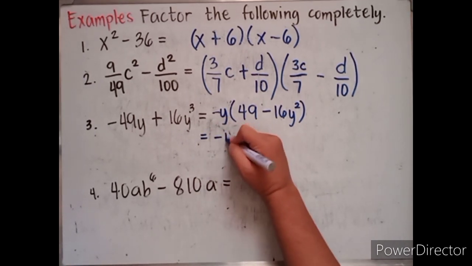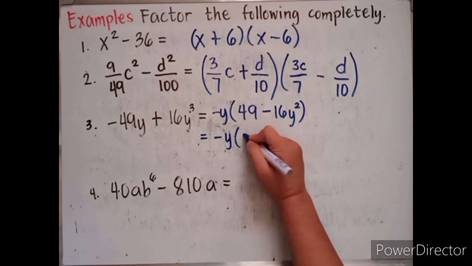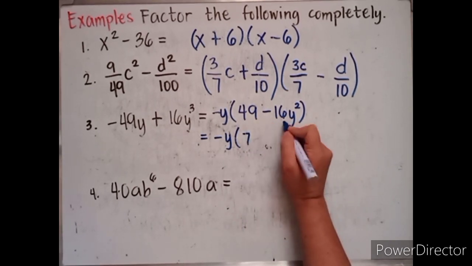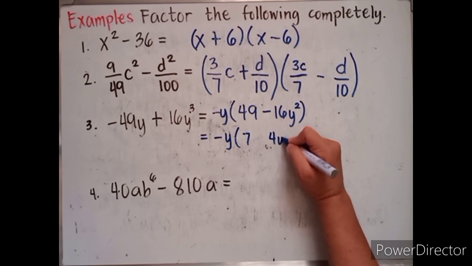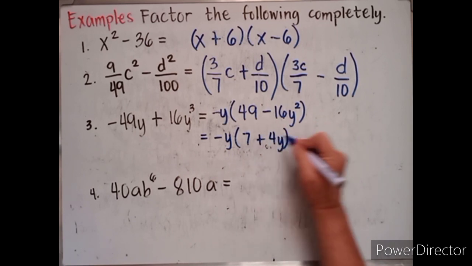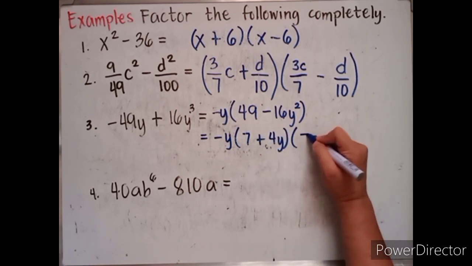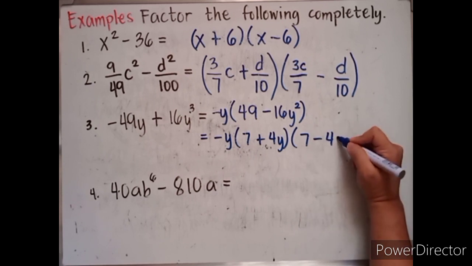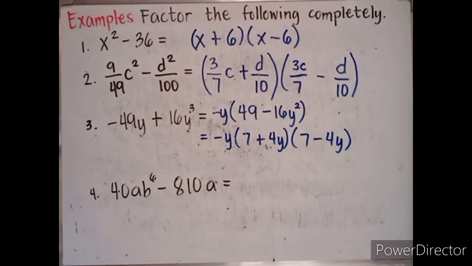Okay, so we have negative y. Square root niyan ay 7. Tapos, square root nito ay 4y. So, plus ito. Tapos, yung isa naman ay 7 minus 4y. So, therefore, yan yung ating correct answer. So, yun. Gumamit muna tayo ng GCMF, kasi nga, hindi agad applicable ang DTS. Okay? So, again, consider first GCMF kapag sa tingin niyo meron naman silang GCMF.